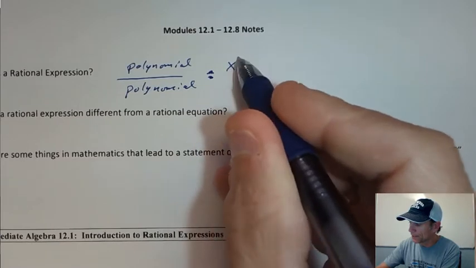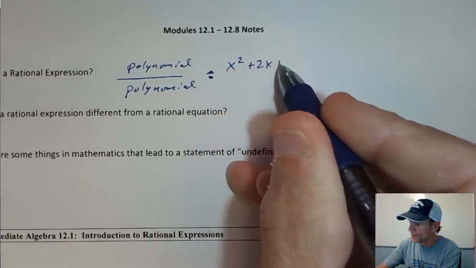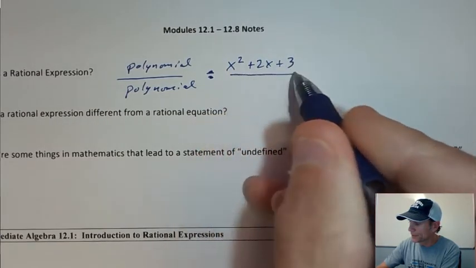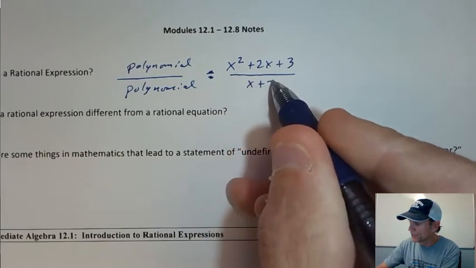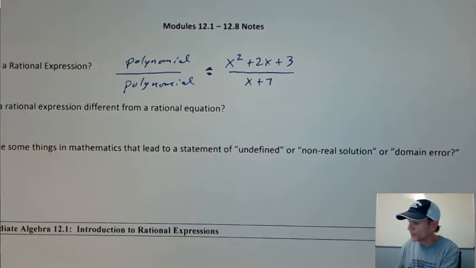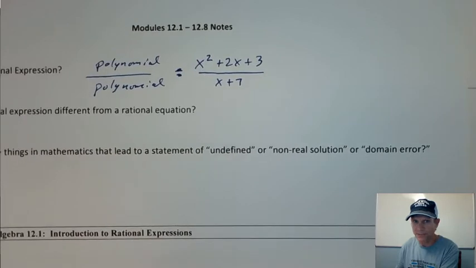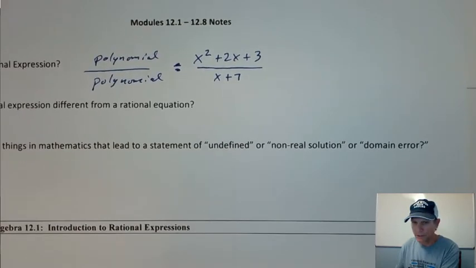Maybe they look something like this. You might have one, I'm just making this up off the top of my head, where you have a trinomial over a binomial. That could be one example of a rational expression, but there are many of them that we'll see in this module, okay?